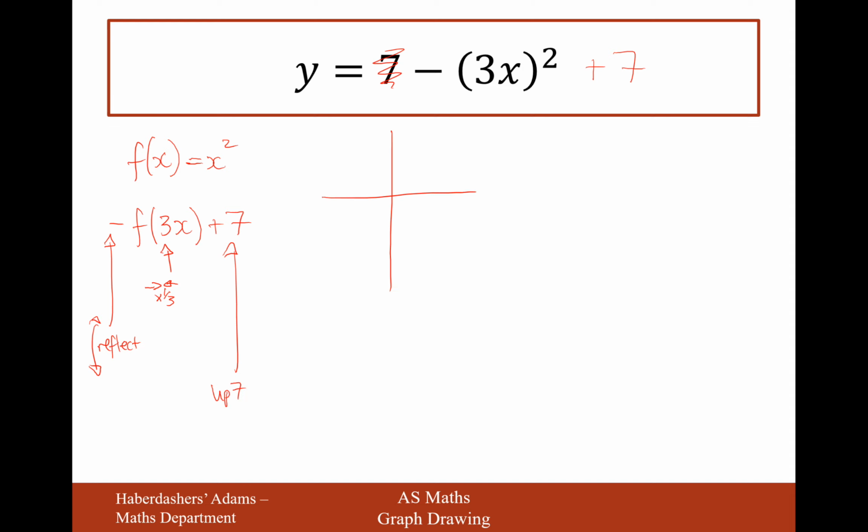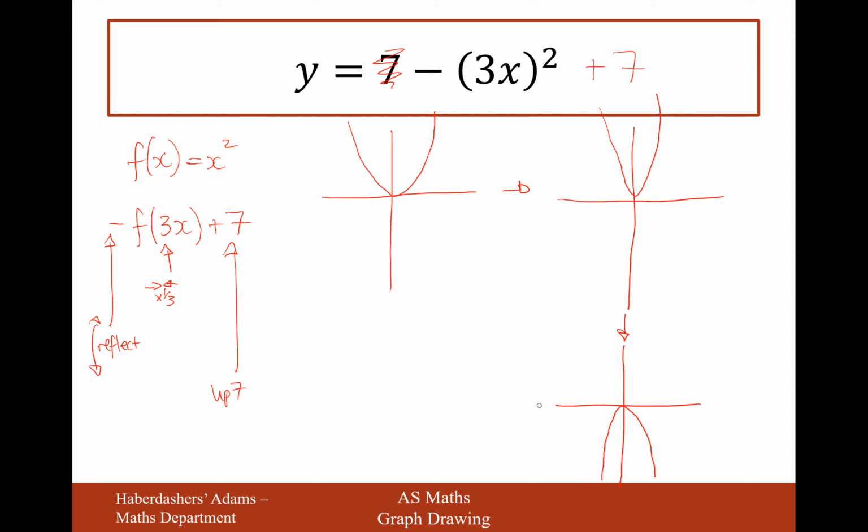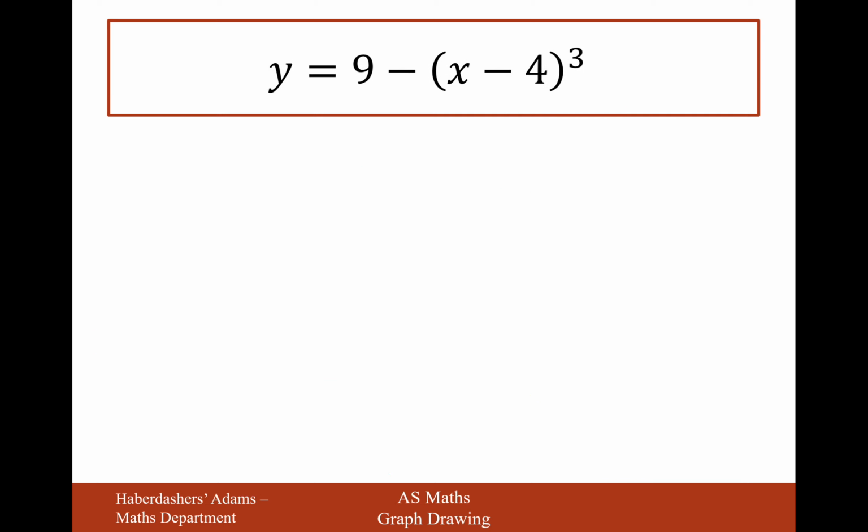So starting from the x squared graph, it's going to be squished inwards by a factor of a third, so much skinnier. The next thing will happen is it will reflect down to up and up to down. And then the last thing will happen is it will move up by 7, so it'll be up at 7, and it'll be quite a skinny x squared graph like that. Okay, moving on to the next one.